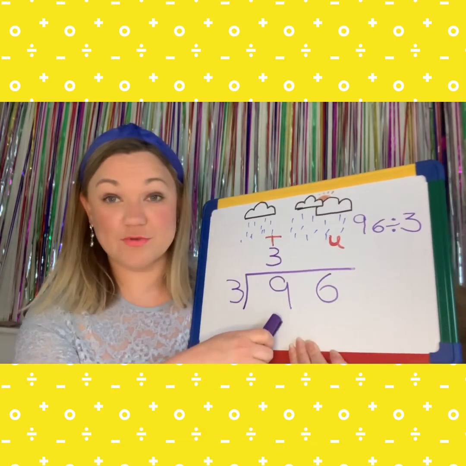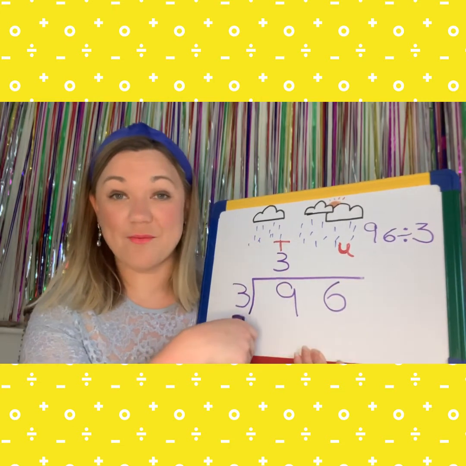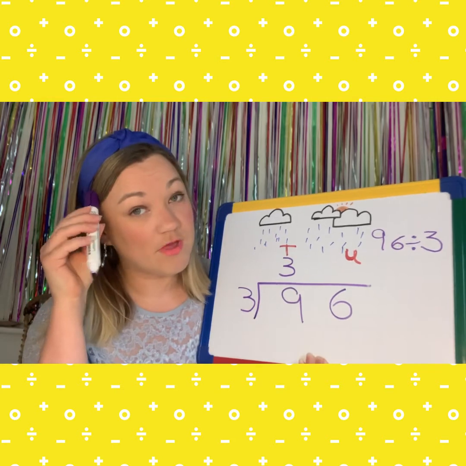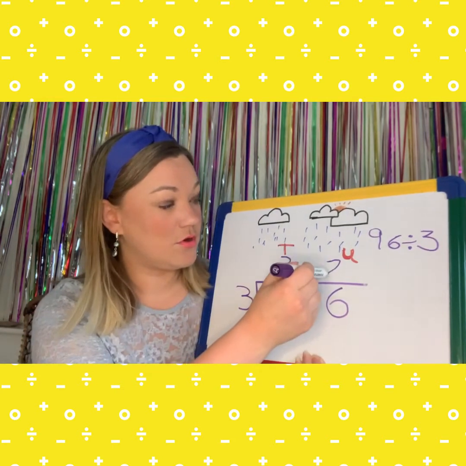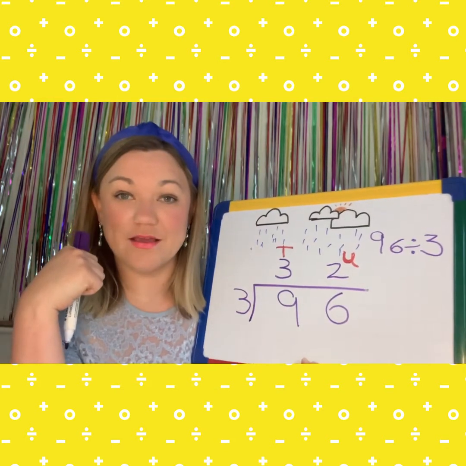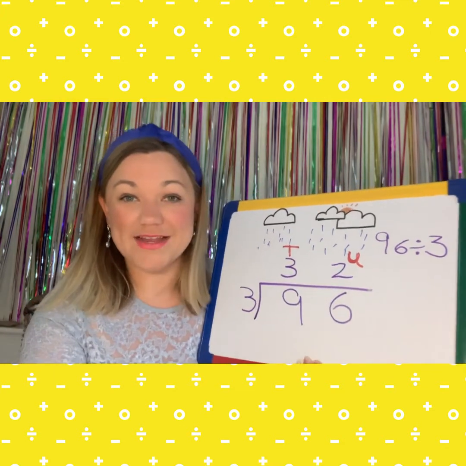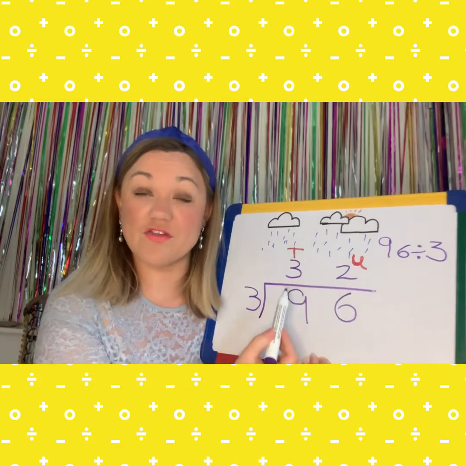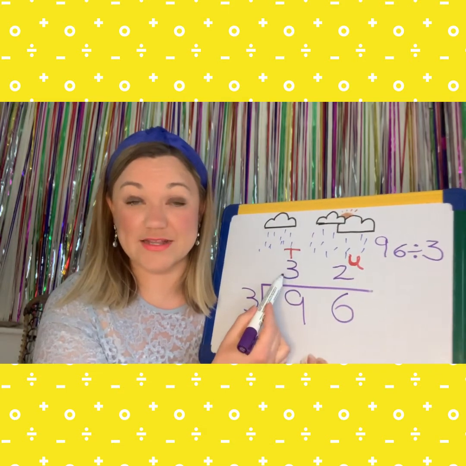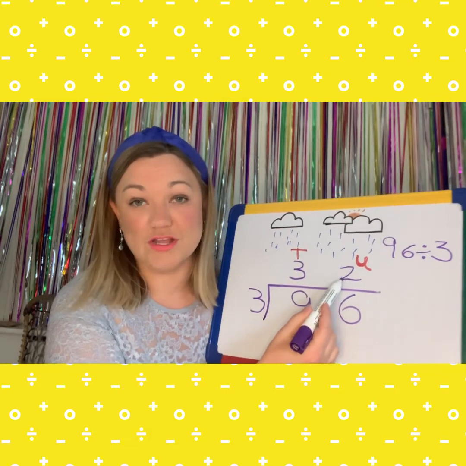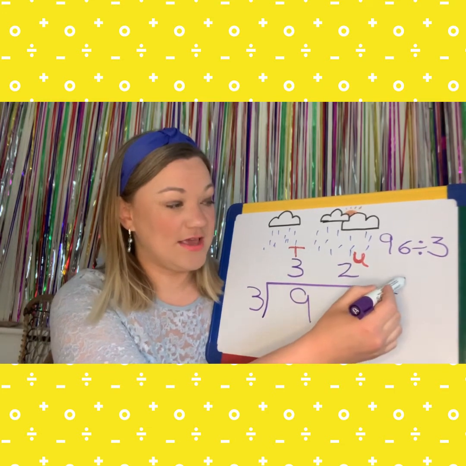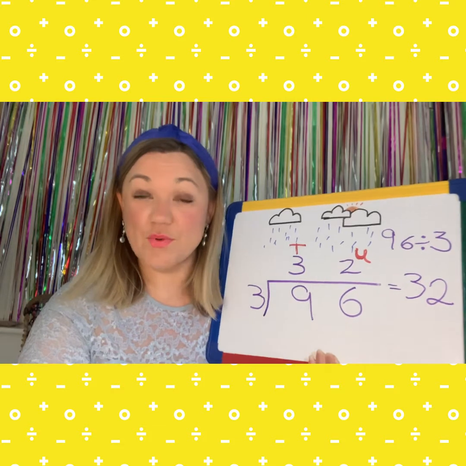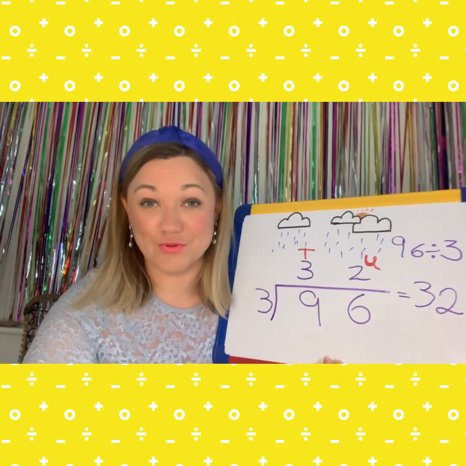Now I've done this one, so I'm going to move on to the 6. How many 3s are there in 6? Have a think. The answer is 2. So that tells me 96 divided by 3 equals 32. And I know that's 32 because there's a 3 in the tens, which is 30, and I've got 2 units or 2 ones. So the answer is 32. Okay, so we're getting there. I think we should do a few more examples.